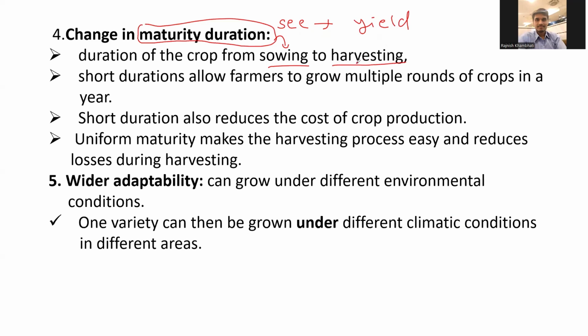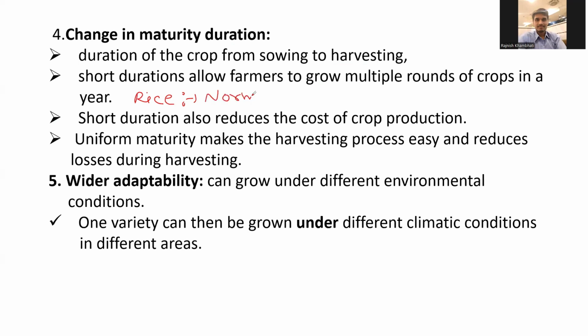And this duration can vary according to type of crop. Short durations allow farmers to grow multiple rounds of the crops in a year. I will explain this over here. Like there is a crop, for example, rice. A normal rice will take 4 months to mature. So 4 months you have to take care for the plant. But I have grown a new rice plant which can be matured in 1.5 months.